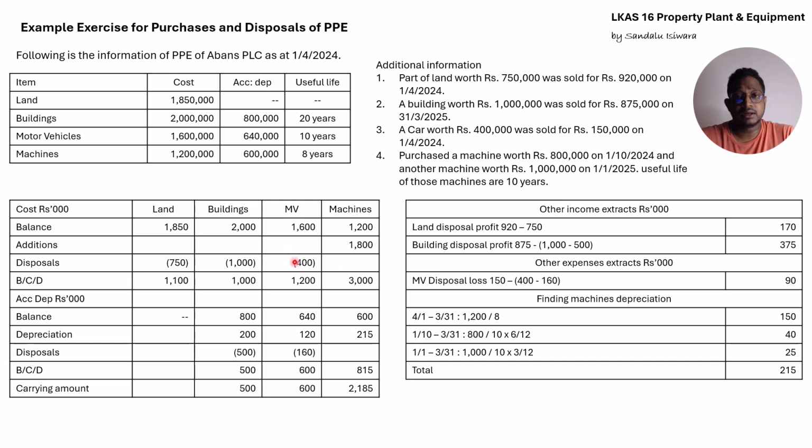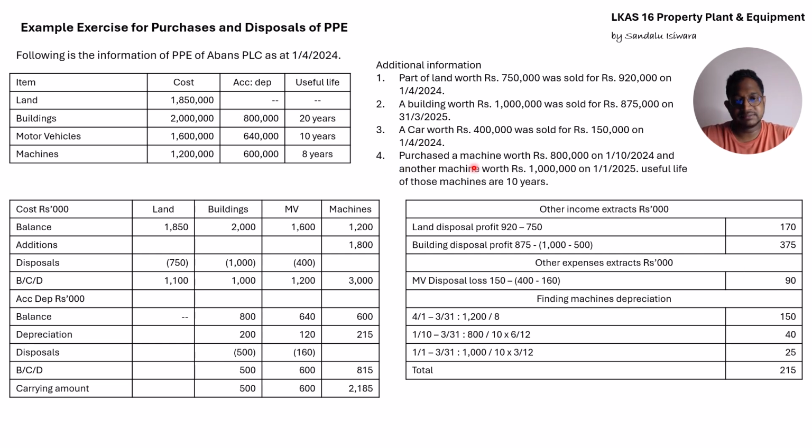So here you are disposing 1 over 4 of the motor vehicles, which means part of the motor vehicle, and disposing cost here, and also you have to dispose accumulated depreciation 1 over 4 of the balance, right? So 400 minus 160 as in disposal date. The carrying amount of the motor vehicle is 240. Yes, 400 minus 160, 240. So 240 worth motor vehicles you are disposing for 150, then you are getting the disposal loss 90, and that should fall under the expenses.